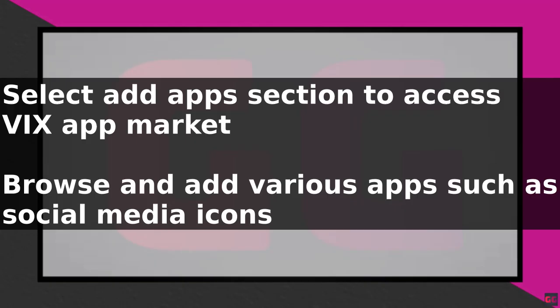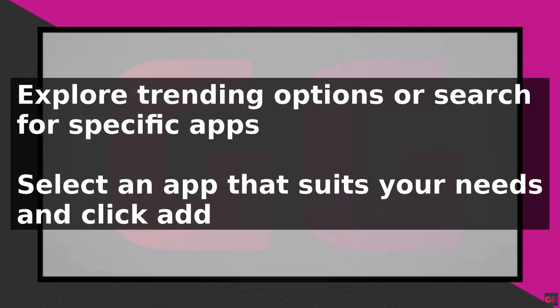On the left side, you will see several sections, including Add Elements, Add Section, Page Menu, Site Design, Add Apps, My Business, Media, and CMS. Click on Add Apps to access the VIX app market, where you can browse and add various apps, such as social media icons, drop shipping tools, and more.